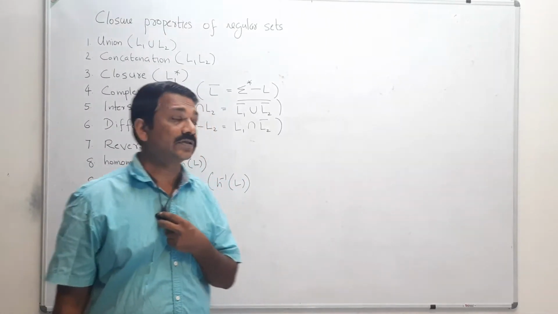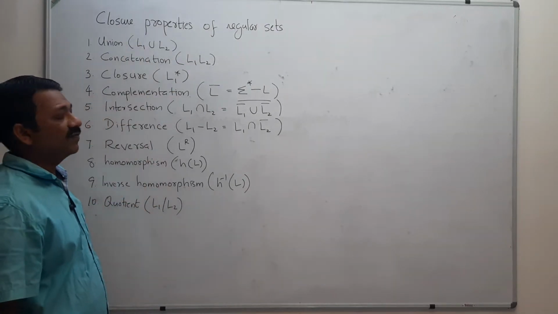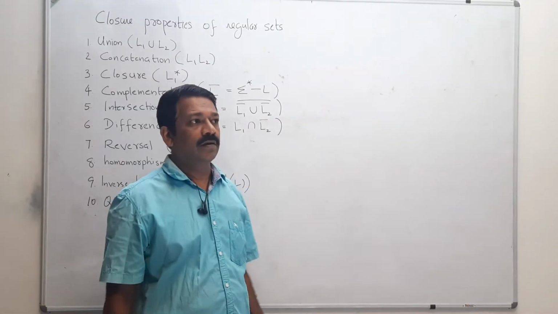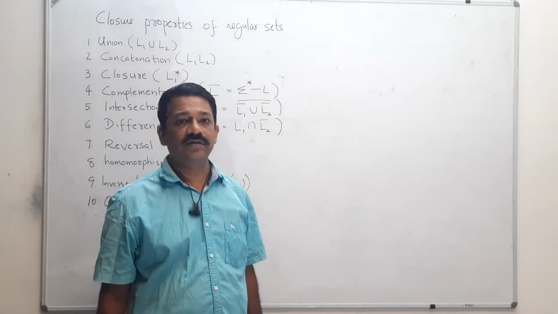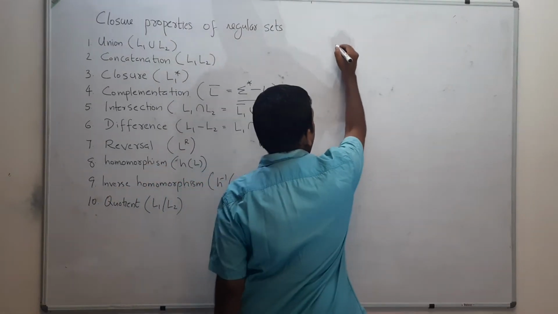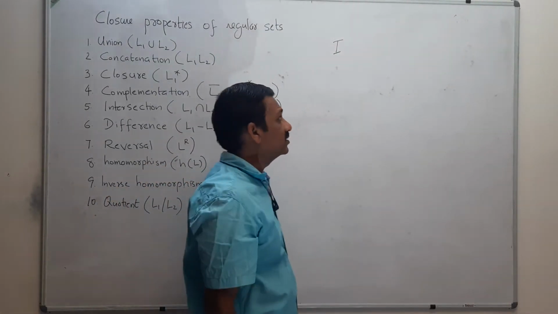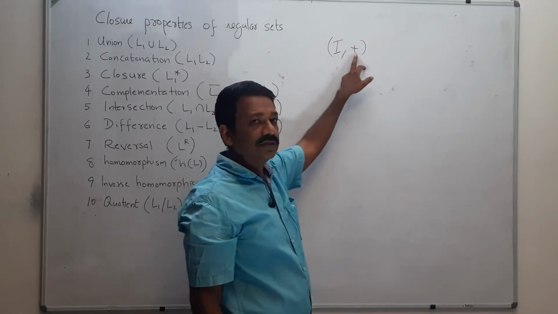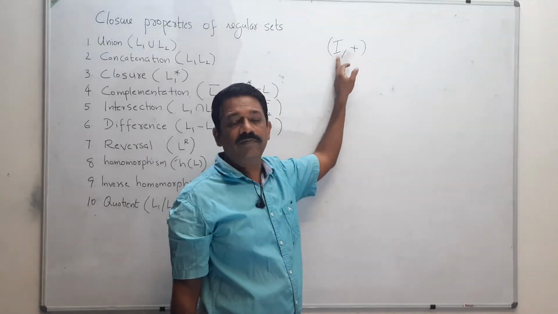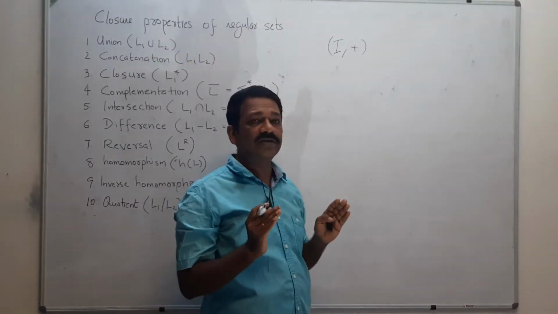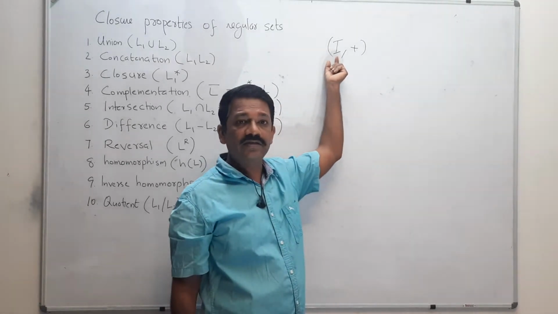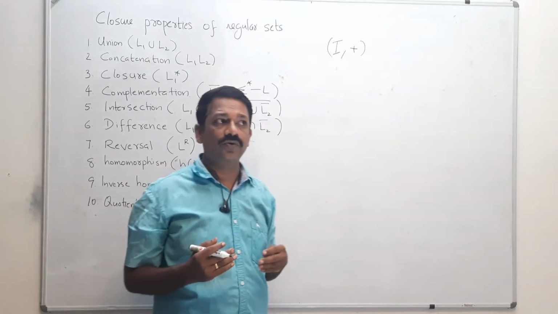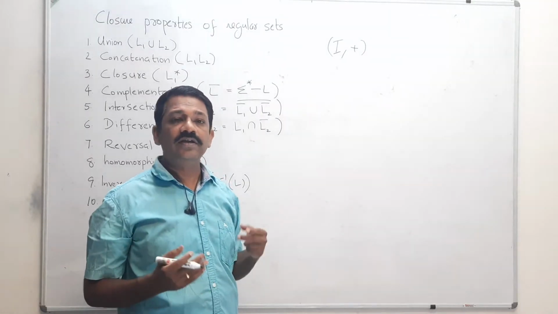Today we are going to discuss the closure properties of regular sets. So, what do you mean by closure property? For example, as far as integers are concerned, suppose that I is the set of integers and the operation is plus. When you add two integers, definitely you will get another integer. That means the addition operation under the set of integers is closed. Subtraction is also closed. Multiplication is closed, but division is not closed.